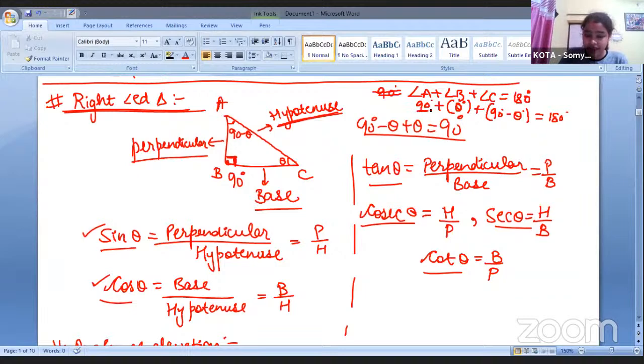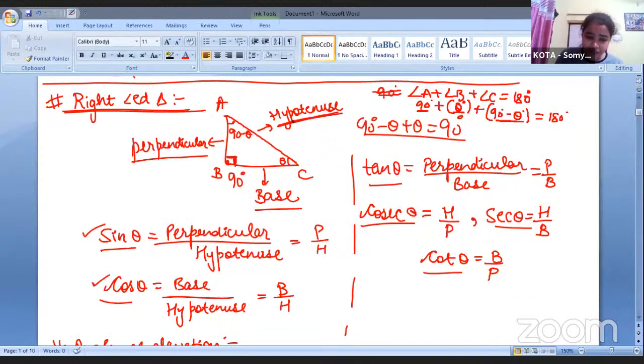So if one is 90, which is given to us, and we are assuming another as theta, the third one will be 90 minus theta. Basically, these three should sum up to 180 degrees, and one is 90, so the other two should sum up to 90 degrees. So if one is theta, the other will be 90 minus theta. They can be 40, 50, or 45, 45, or 60, 30, or 70, 20, anything. But they should sum up to 90 degrees.